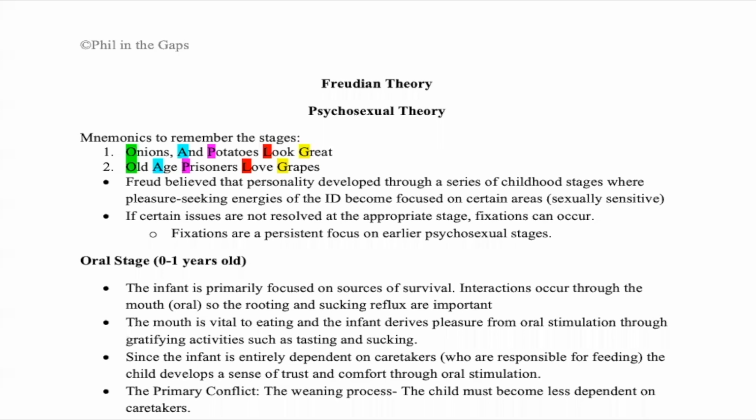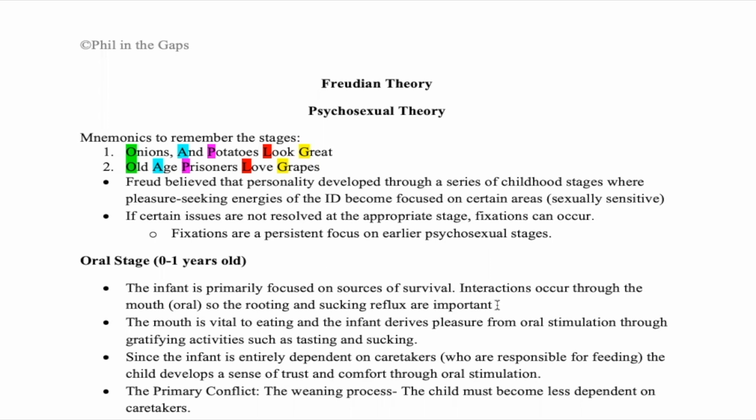And we're now going to get into each of the stages. So the first stage up to bat is going to be the oral stage, which begins at birth and goes until 1 year old. But again, if somebody has a fixation, it can continue on beyond that. But when you think of oral, think of mouth, because it's going to be the fixation related to the mouth and survival. Why? Because the infant is primarily focused on survival.